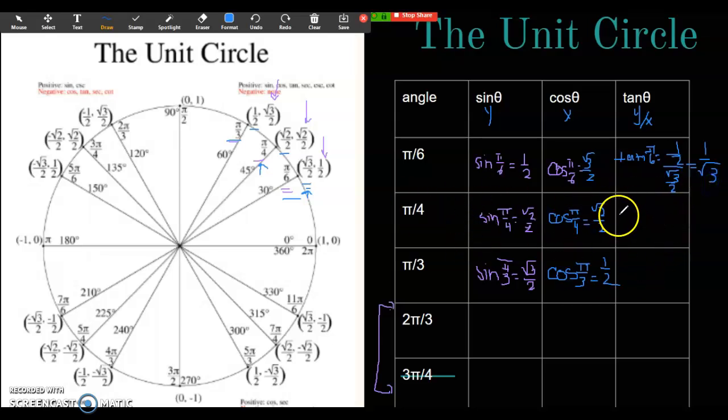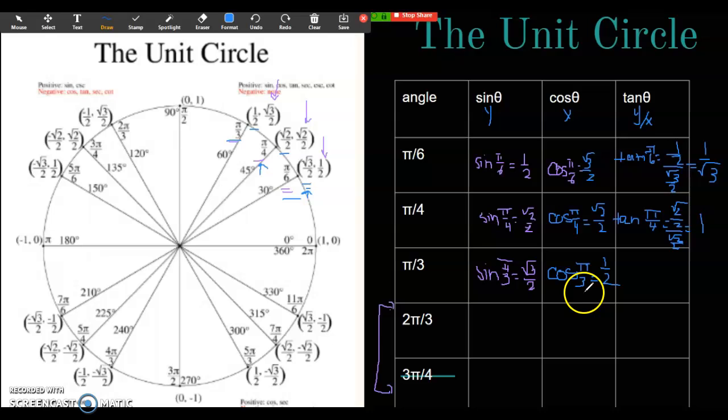Let's look at this next one. If I'm finding the tangent of pi over 4, same thing. I am going to take the y, or radical 2 over 2, divided by the x, which is radical 2 over 2. And guess what? That is just a 1.